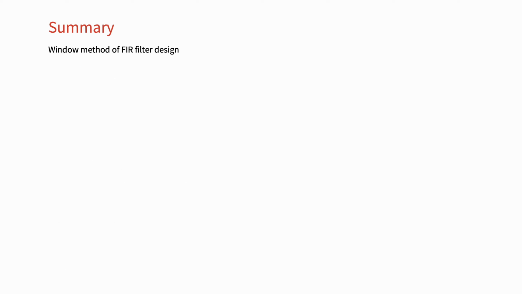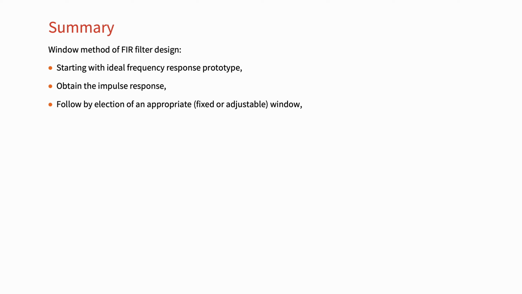In this lesson, we discussed the window method for designing FIR filters, which starts with an ideal frequency response prototype of the desired filter, followed by obtaining the impulse response of the ideal filter, and continues with the selection of an appropriate window, either fixed or adjustable, that would give us the desired filter specification. We saw that the FIR filter will then be obtained by a product of the two sequences.